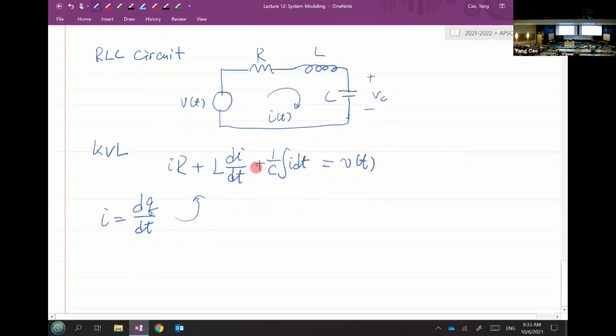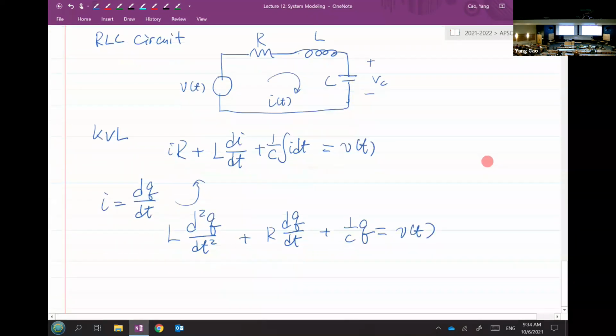Now I'm going to write it in the order of the derivative, because this is the highest order derivative. If I plug I into di over dt, essentially what you get is L times a second order derivative, d squared q over dt squared. Then from the I term you get R times dq over dt. And when you plug dq over dt into the integral, you just get q. So 1 over C times q equals V of t.